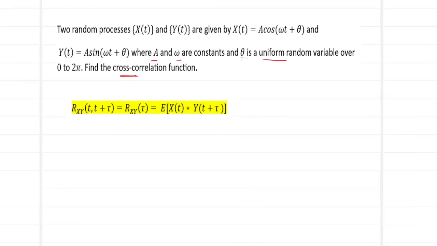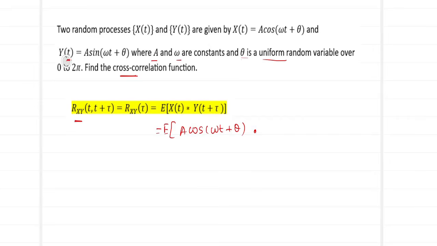Now we know the formula for cross correlation from the definition in the last video: Rxy of t comma t plus tau, which we can denote as Rxy of tau, is the expected value of x of t product y of t plus tau. So now let us copy the value of x of t from the given problem as A cos(omega t plus theta). Now we want y of t plus tau.